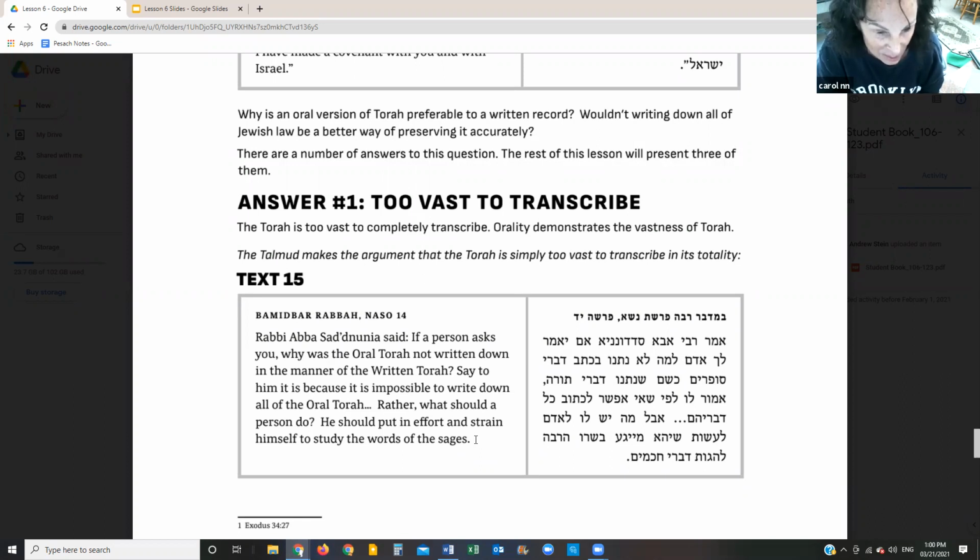Rabbi Abba Saduhina said, if a person asks you, why was the oral Torah not written down in the manner of the written Torah, say to him, it is because it is impossible to write down all of the oral Torah. Rather, what should a person do? He should put in effort and strain himself to study the words of the sages.